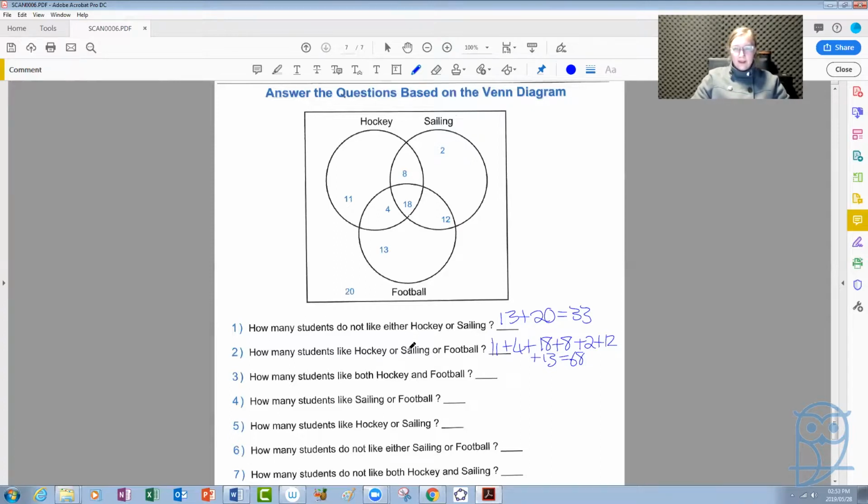Okay, so how many students like both hockey and football? So hockey and football. What are your answers? Please tell me in the chat.